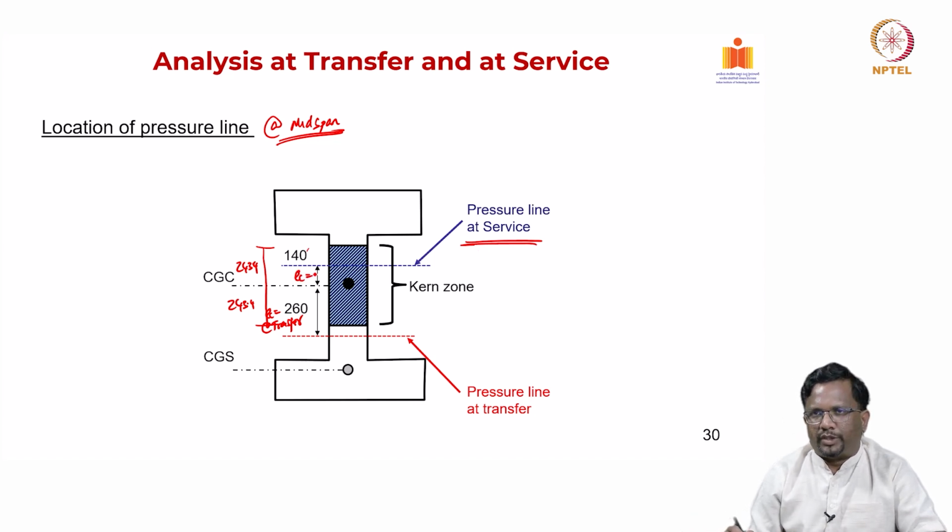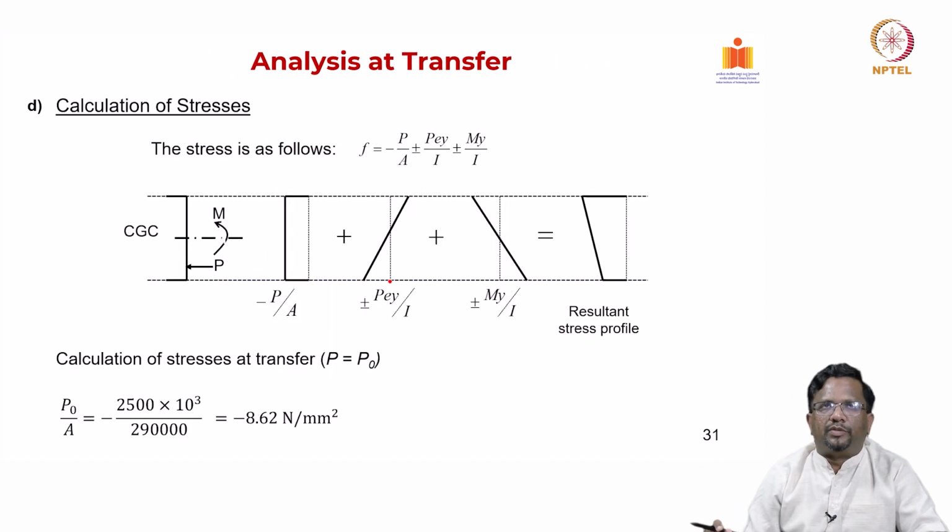So, you see here the pressure line at transfer is getting violated, it is going below the Kern zone, which is not good, but however, at service it is still within the top Kern point. So, this is the way we can do it.